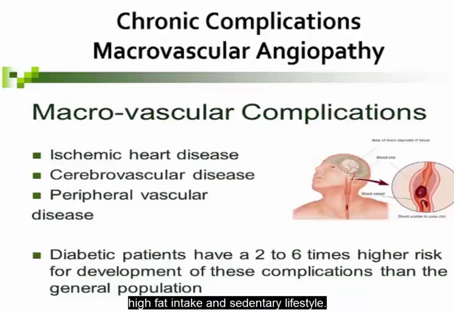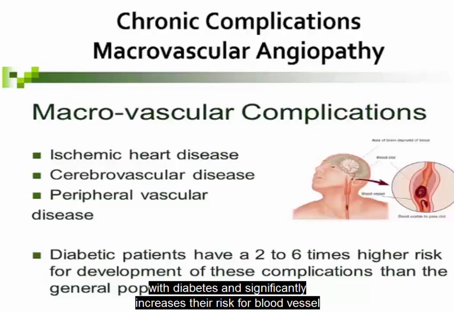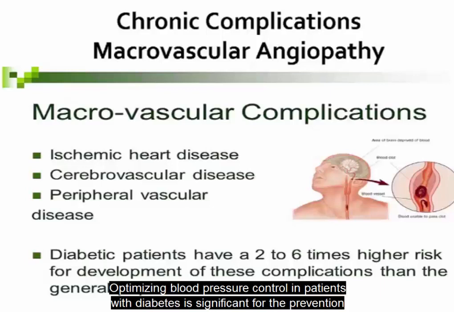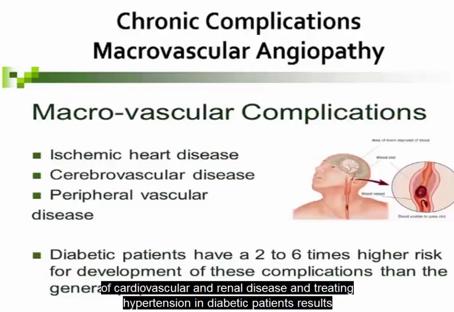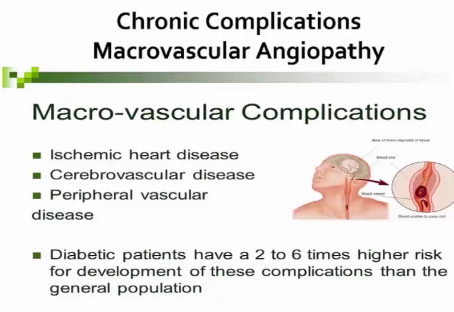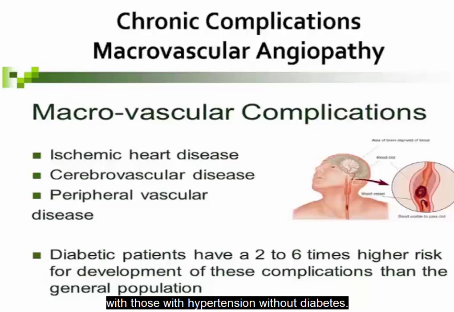and sedentary lifestyle. Smoking, which is detrimental to health in general, is especially injurious to people with diabetes and significantly increases their risk for blood vessel and cardiovascular disease, stroke, and lower extremity amputation. Optimizing blood pressure control in patients with diabetes is significant for the prevention of cardiovascular and renal disease, and treating hypertension in diabetic patients results in a decrease in macrovascular and microvascular complications. Hypertension causes an increase in mortality rate among people with diabetes in comparison with those with hypertension without diabetes.